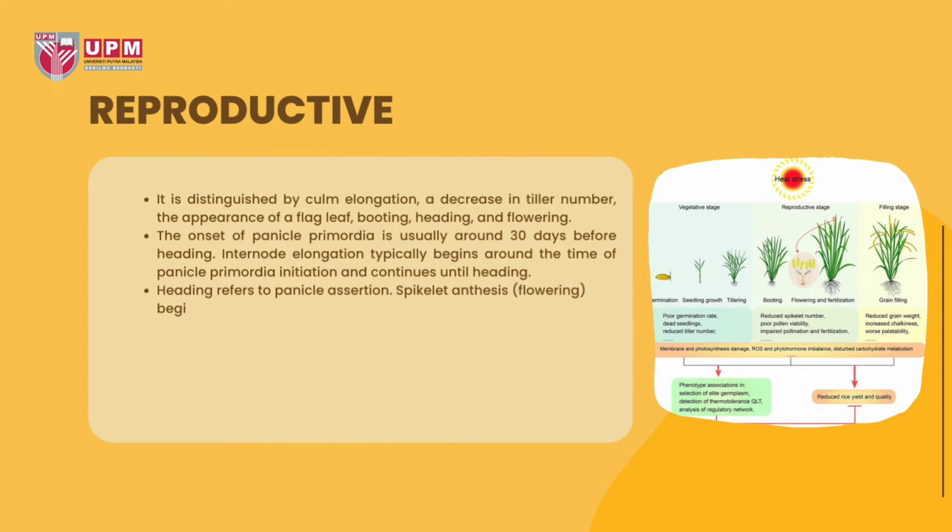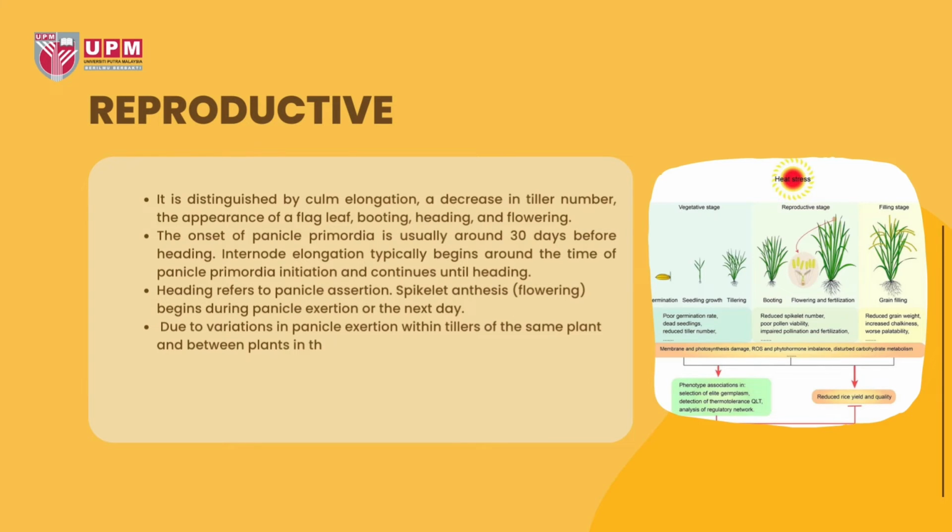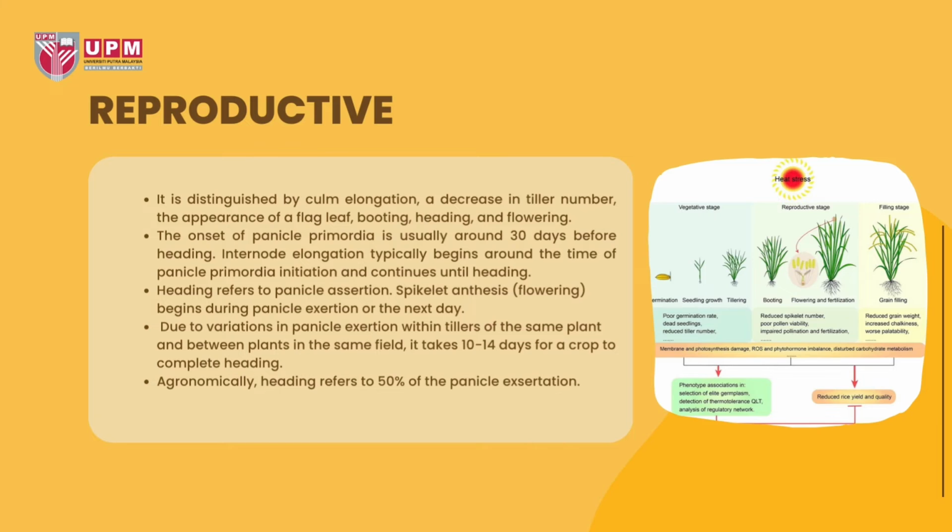Heading refers to panicle exertion. Due to variations in panicle exertion within tillers of the same plant and between plants in the same field, it takes 10-14 days for a crop to complete heading. Agronomically, heading refers to 50% of the panicle exertion.